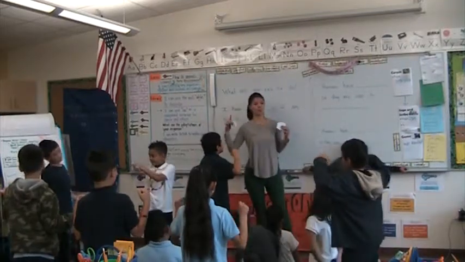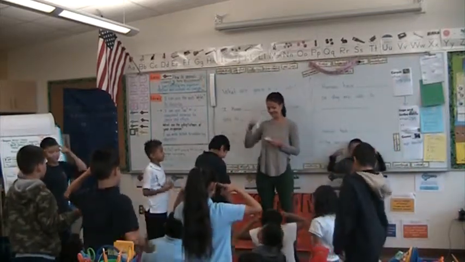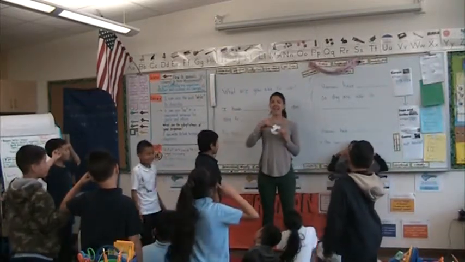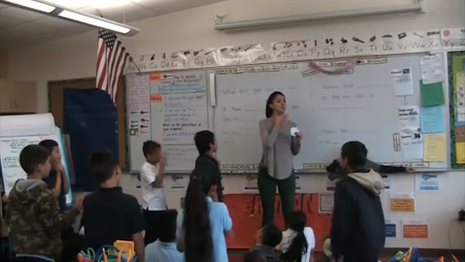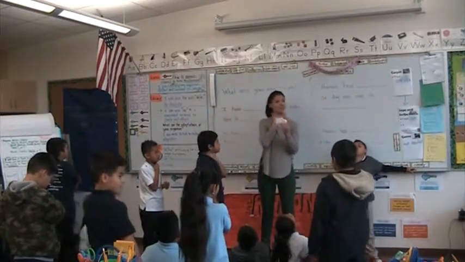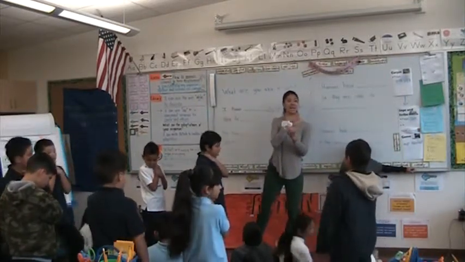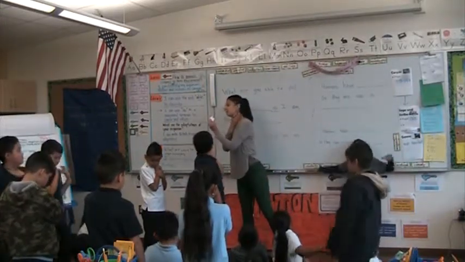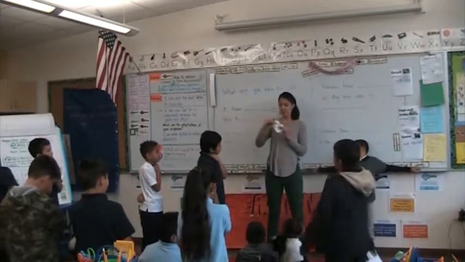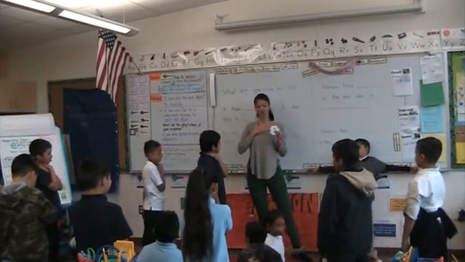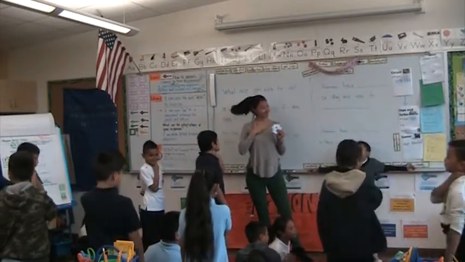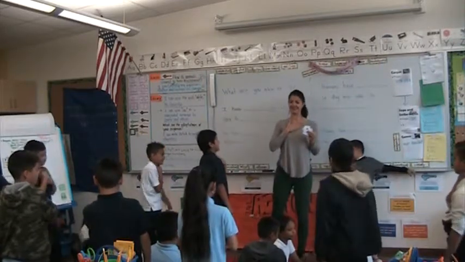Now, Simon says, point to where your brain is. Simon says, put your hand on your throat. What is throat? Garganta. Throat. Put your hand on your heart. Simon says, put your hand on your heart. There you go.